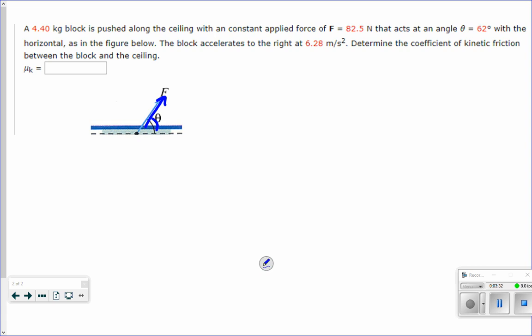You know the mass of the block. You're given an acceleration. Okay, so right away you can find your net force. That's always a good thing to know. All right, again, we're looking for the coefficient of kinetic friction. So let's see. We have a constant applied force. A free body diagram is what we're totally going to need.